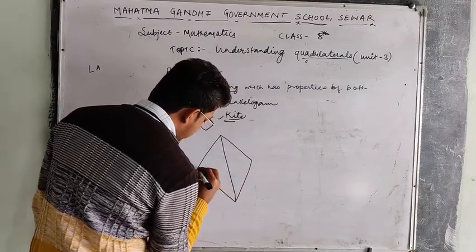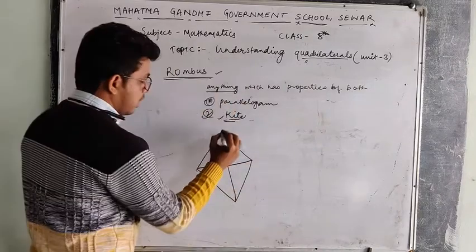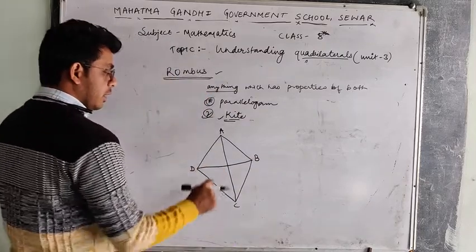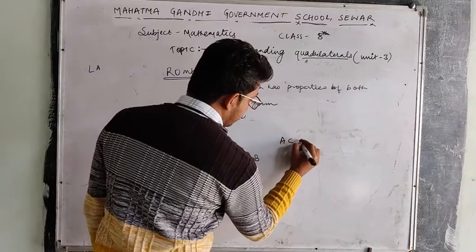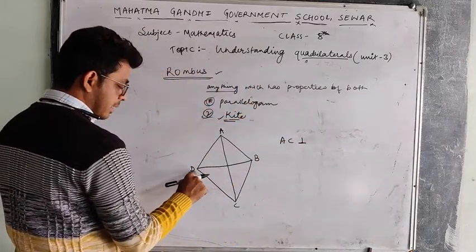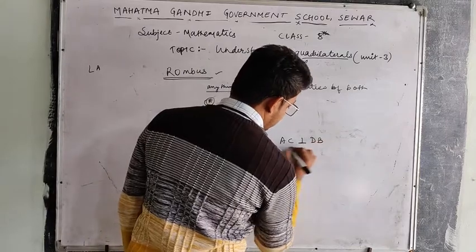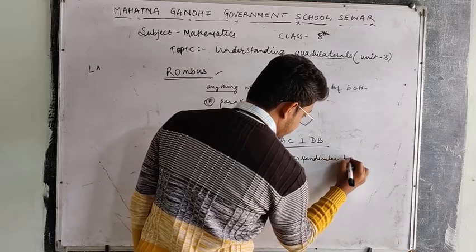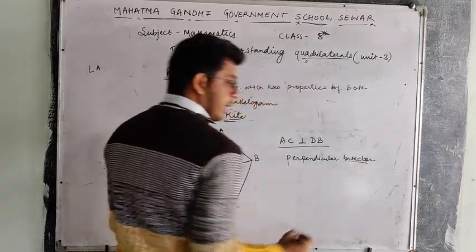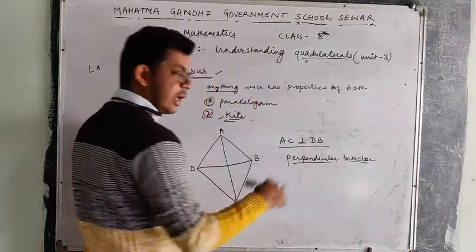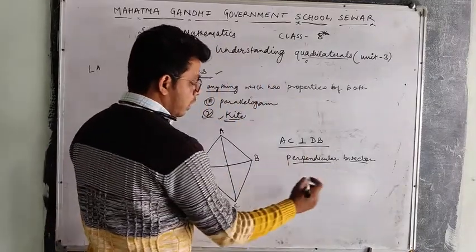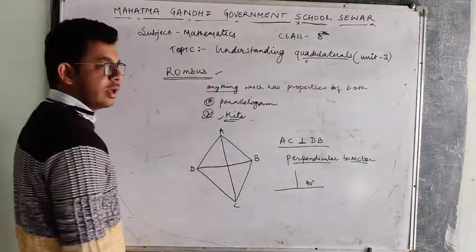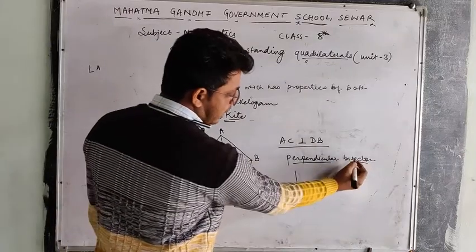These are called diagonals. If I name this A, this B, this C and this D, diagonal AC will be the perpendicular bisector of DB. Perpendicular bisector means, as I said, perpendicular means if anything falling on the adjacent or opposite side forms an angle of 90 degrees, it is called perpendicular. Now a new vocabulary word came out, that is bisector.